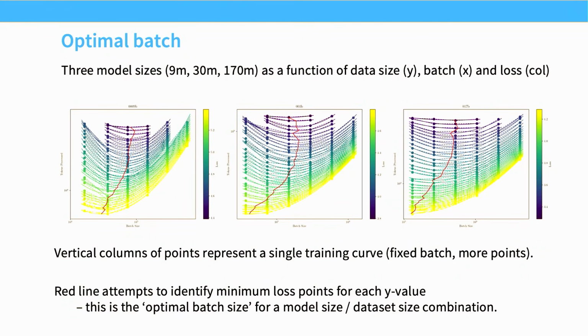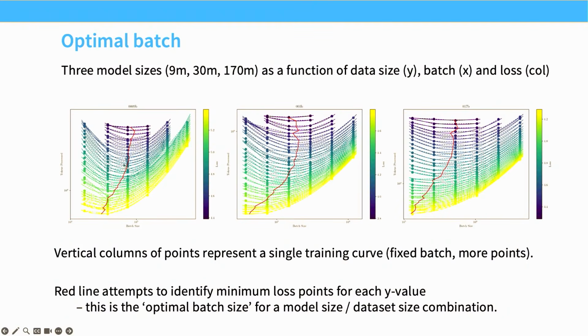So the batch size actually varies as a function of both data set size and model size. In their case, they run these model training runs. Each column of points that you see on these plots is a training run. They have a fixed batch size, and they increase the number of tokens processed, I guess from bottom to top. And then they ask, okay, we've done many of these training runs.